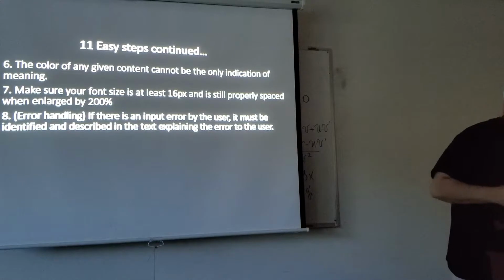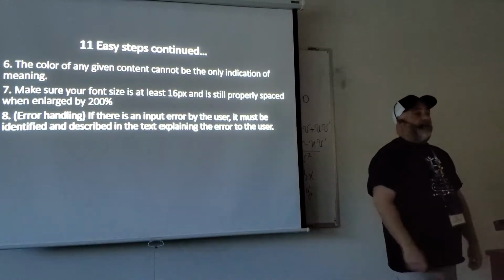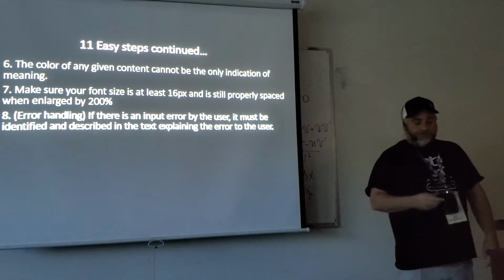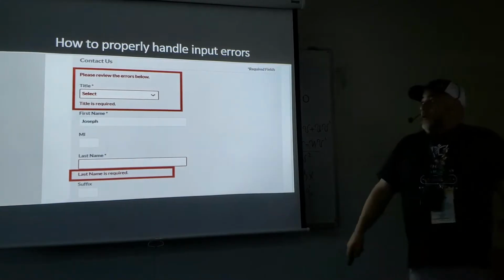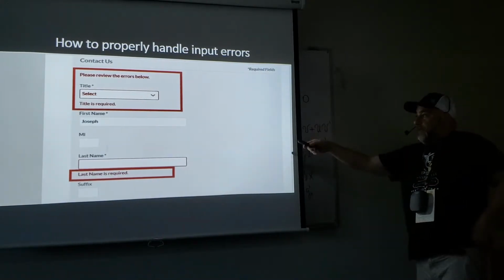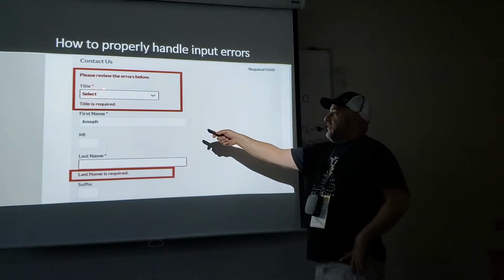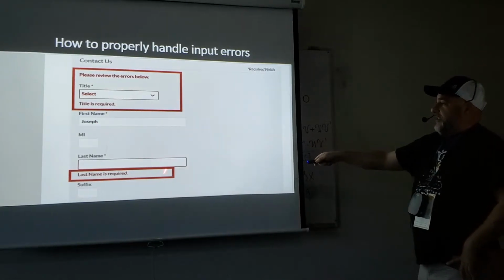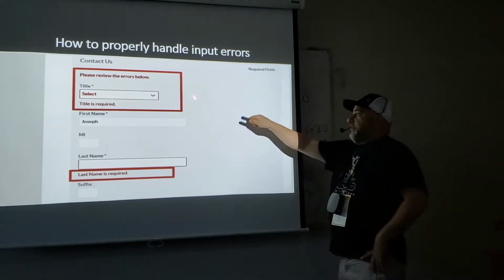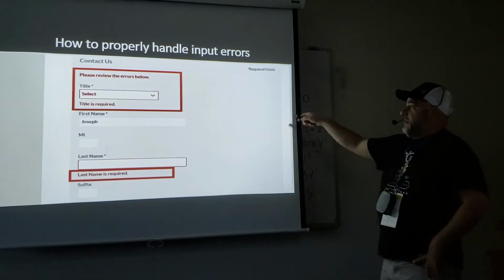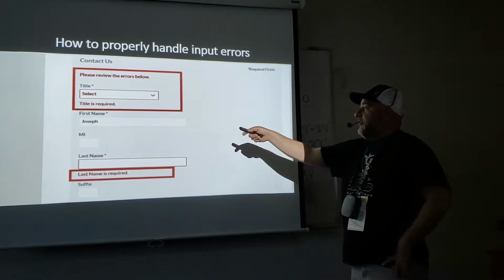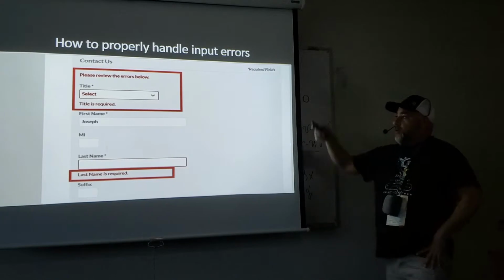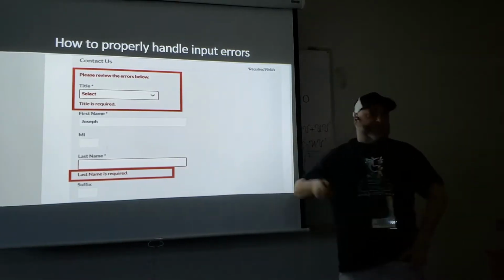All right, number 8, error handling. If there is an input error by the user, it must be identified and described in the text explaining the error. What do I mean by that? Right here, this is another typical contact form, and we could see that it's got little asterisks. That's required. So I went in and filled out a couple of these, but then I left these blank and hit enter. I put the red box around there, so you don't need that. But this contact form popped up and said, please review the errors. It highlights your box, and right underneath it says title is required. So now I know where I made my mistakes, and I can go in and fix those.